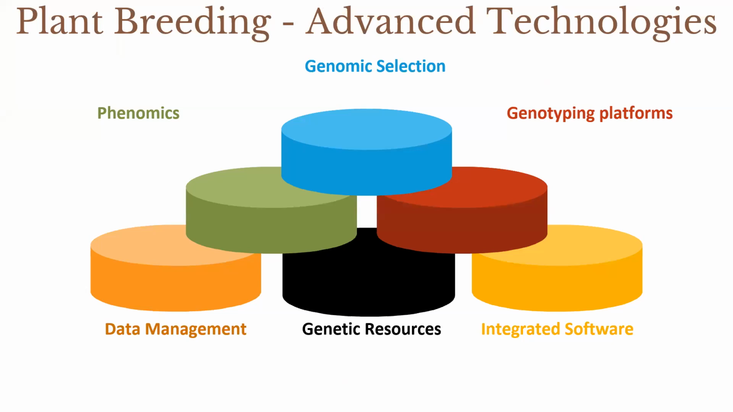So when we talk about genomic selection, it's not as simple as just applying a technology. You really need a lot of foundational components in order to move into being able to use that technology. So these components, we like to visualize them kind of as a pyramid. You can't really get to the top of the pyramid without having the bottom. So we're really resting on data management, genetic resources, integrated software, as well as phenomics and genotyping platforms to be able to use advanced technologies such as genomic selection.